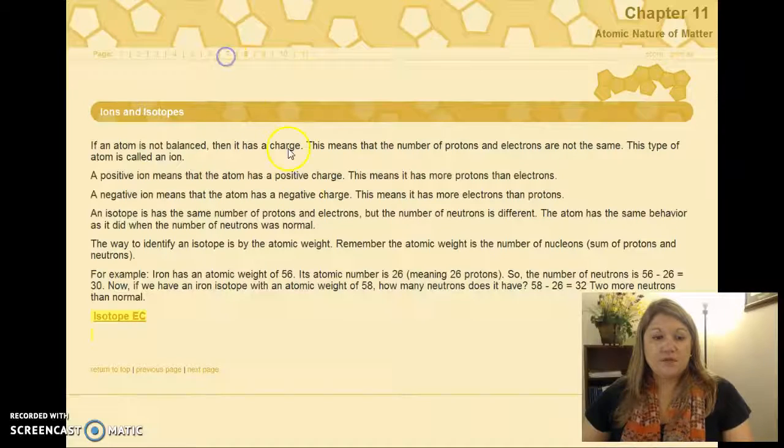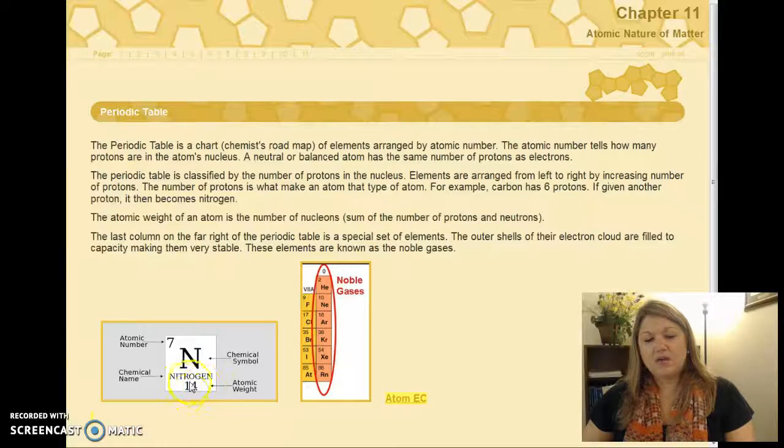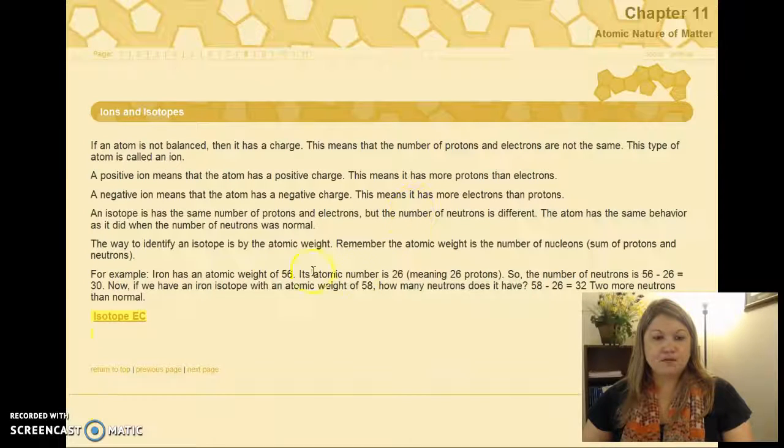So if we flip back, see this atomic weight of 14? If I were to add an extra neutron to nitrogen, that atomic weight would be 15. If you were to look at your periodic table, you'd be like, wait a minute, that's supposed to be 14, not 15. What's going on here? And you go, I have an isotope. And here's a couple of examples of isotopes you can study.